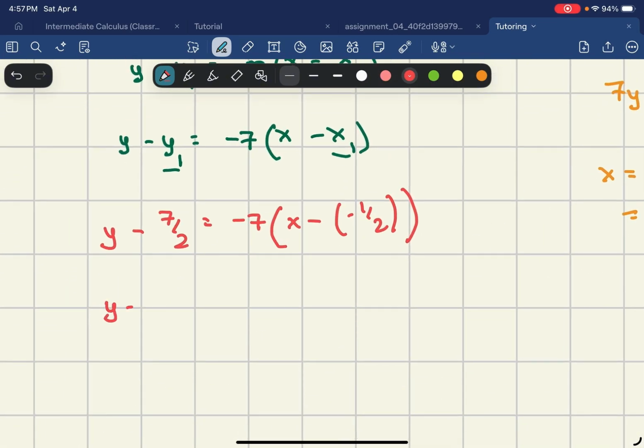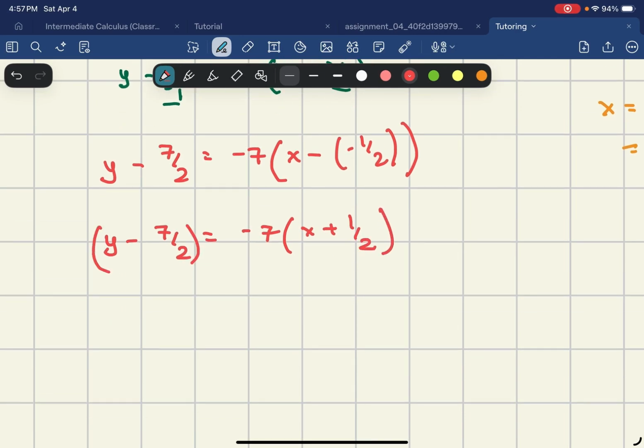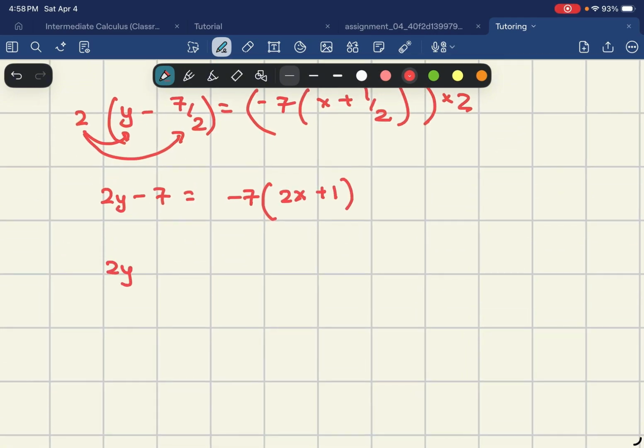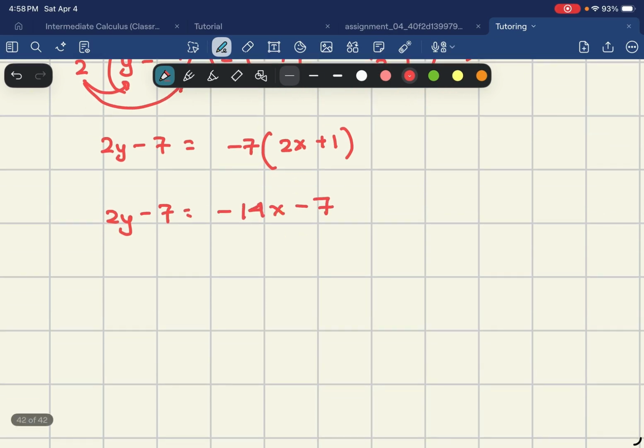So now, we can simplify. y minus 7 over 2 equals -7 times x plus 1 over 2. I don't like working with fractions, so let me multiply by 2 on both sides. So 2y minus 7, right? 2 times y is 2y, 2 times -7 over 2 is just -7, and -7 times 2 inside gives me 2x plus 1. And finally, I can simplify: 14x minus 7, and I can write this as 2y plus 14x, I bring this here, is equal to 0. That should be your equation.